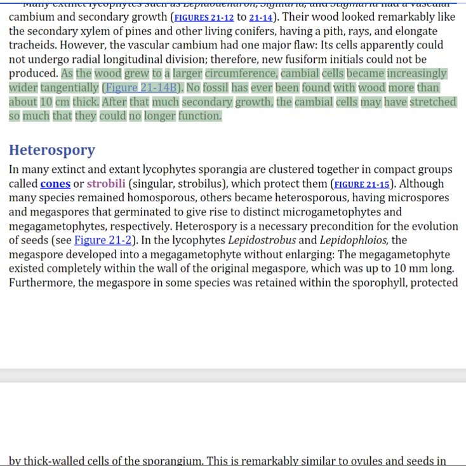As the wood grew to a larger circumference, cambial cells became increasingly wider tangentially. No fossil has ever been found with wood more than about 10 centimeters thick. After that much secondary growth, the cambial cells may have stretched so much that they could no longer function.